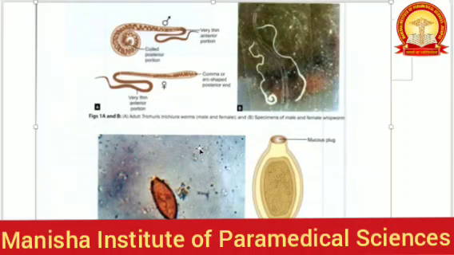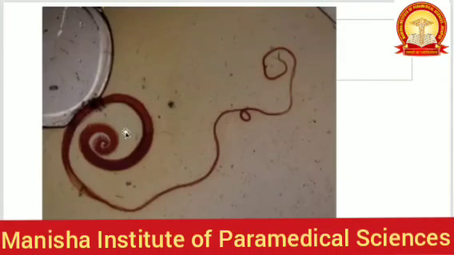And the color of the worm is simply flesh colored. You can see it's flesh colored, and the shape looks like a whip. That's why it's called whipworm. Basically, the anterior 3/5 is very thin, you can see over here, and the posterior 2/5 is thick and fleshy. So it looks like this is the handle of the whip, and this one is the lash of the whip.